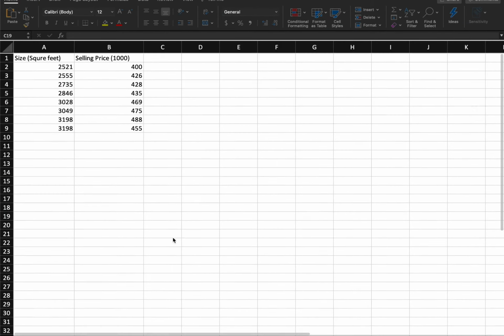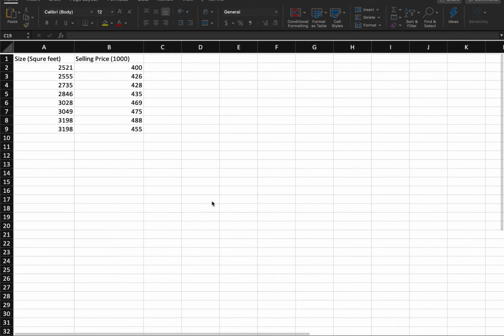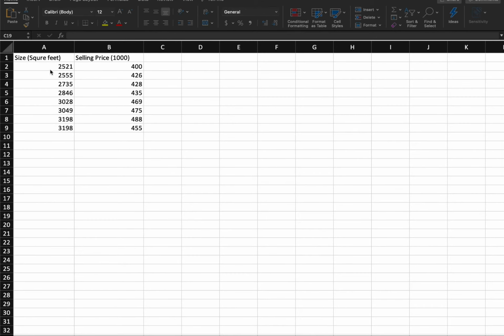So I open up an Excel sheet and notice that I already inputted our data values. Here on the x-axis, we have the sizes of a house in square feet. And then here we have its corresponding selling price of the houses in thousands of dollars.